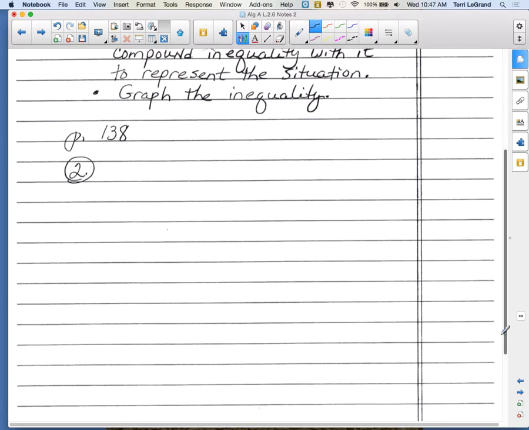Okay. Now, one little hint I'll give you is sometimes I do better if I graph it first. I can make the picture of it by graphing it first. It makes more sense to me, and then I write the compound inequality. It doesn't matter which order you do them in, okay?